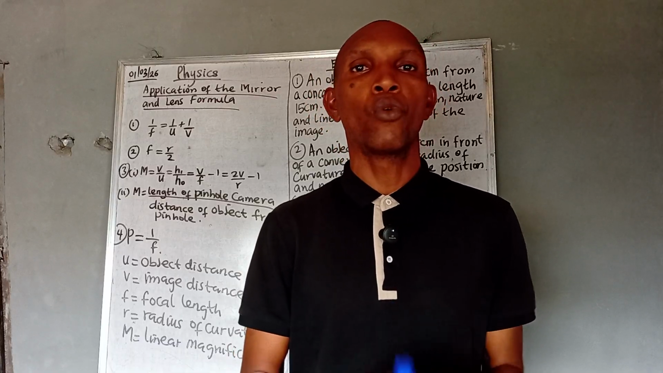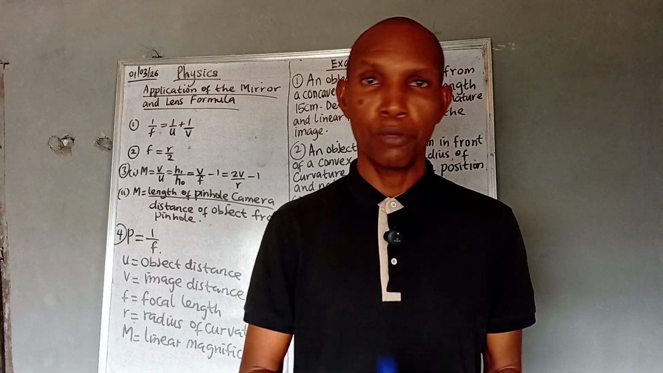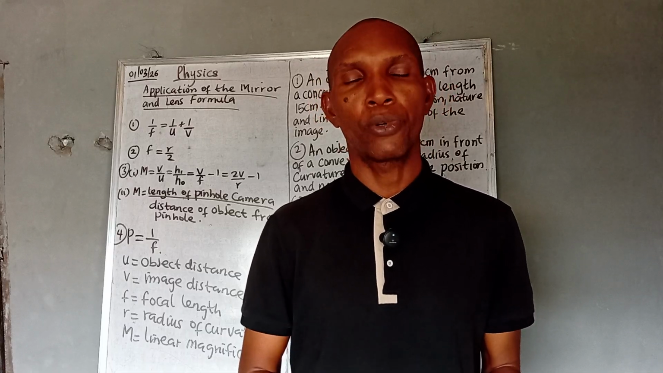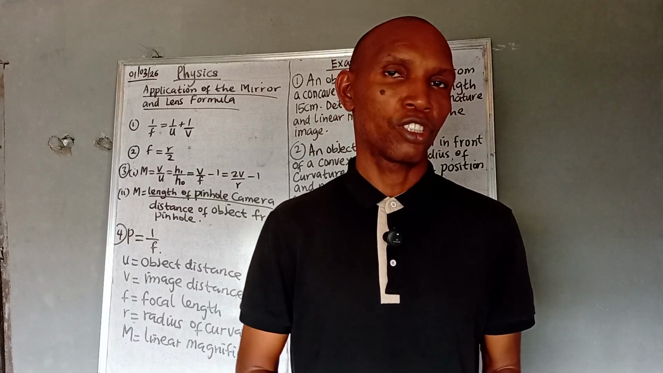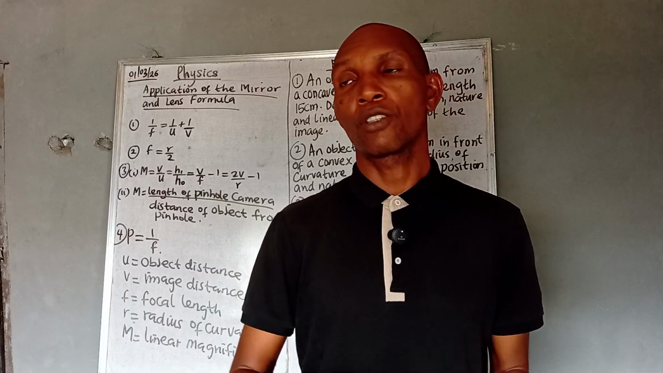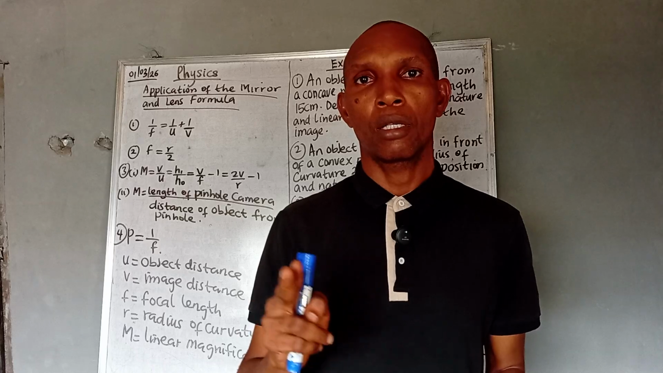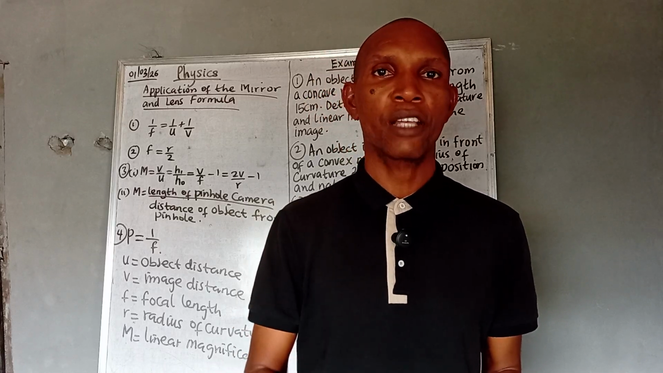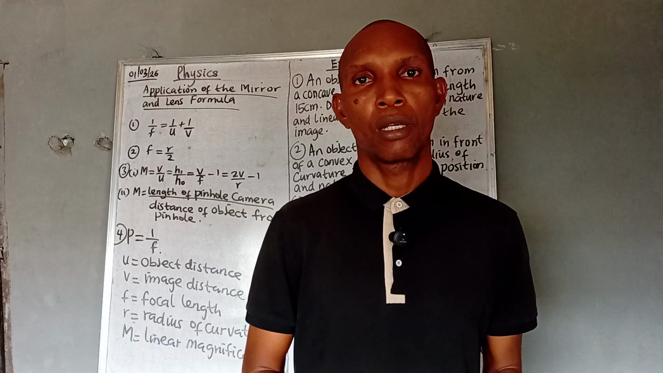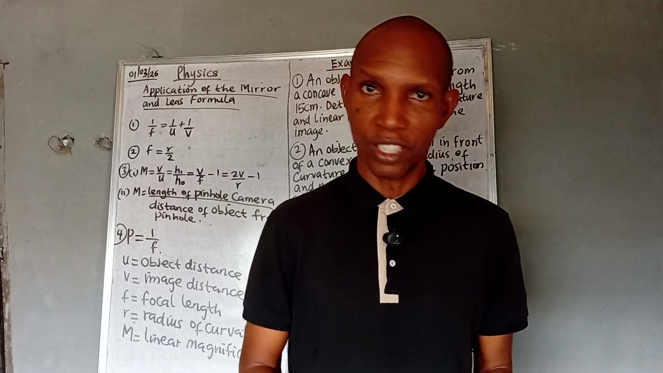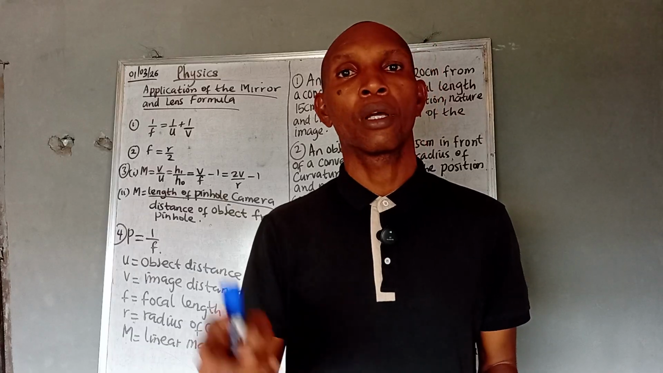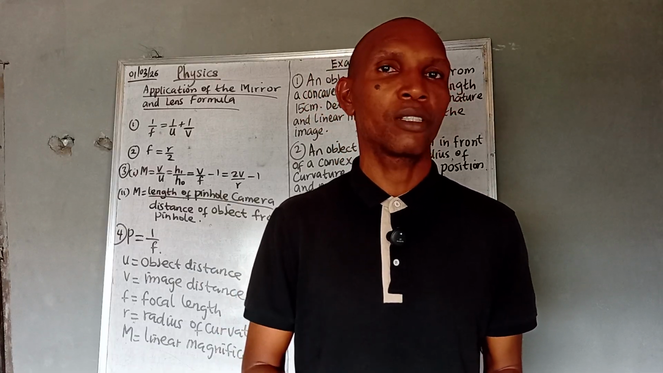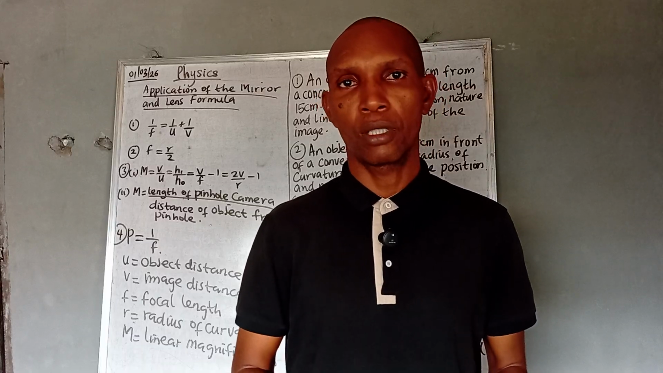They form only one type of image. The image is always virtual, erect, or you can say upright, and diminished, reduced in size. But for a concave mirror and a convex converging lens, the focal length is positive, and they always form real images, except if the object distance is less than the focal length.